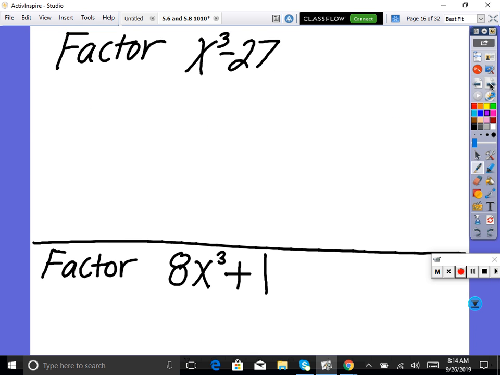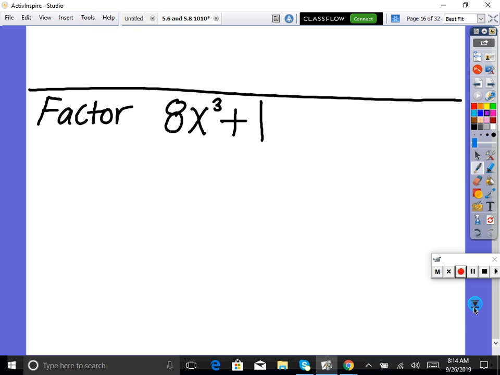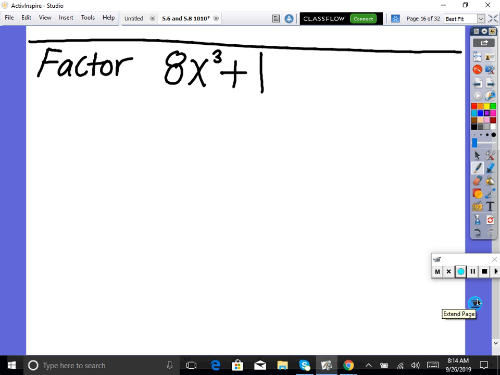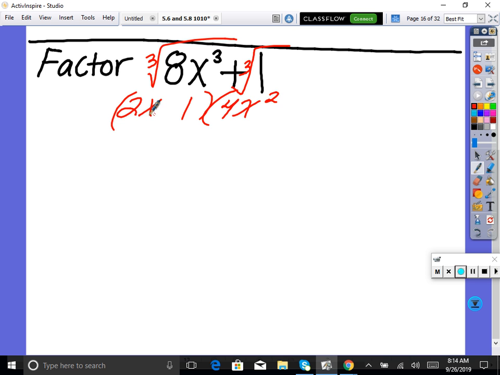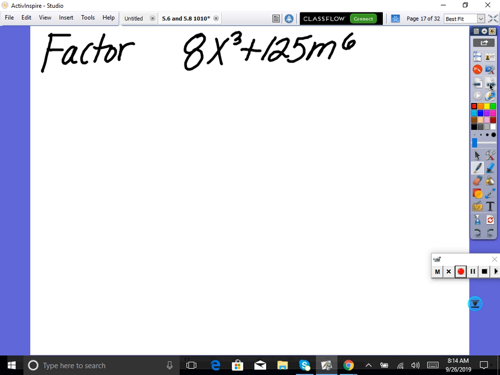I want to do one that's a little bit harder. Okay, so this one. Keep watching. Cube root the front thing, we get 2x. True? Cube root the back thing, we get 1. Now you do the front times the front, 2x times 2x. Then the front times the back. Then the back times the back. The original sign drops straight down. The next sign's opposite. The final sign's plus, always. Pretty easy. Okay, they just get a little bit more advanced as we go.